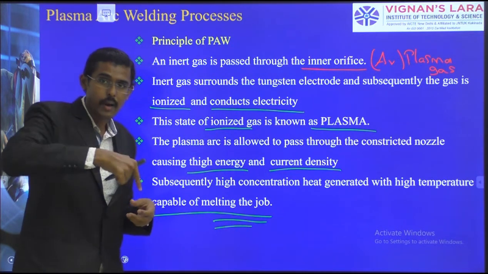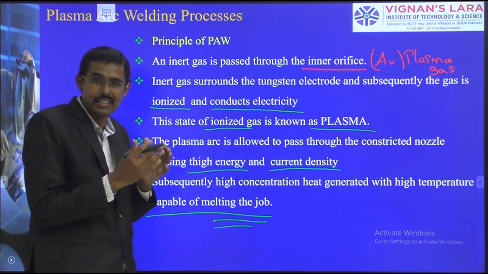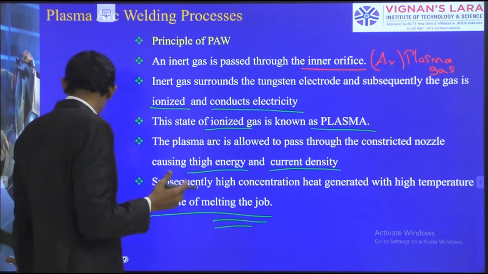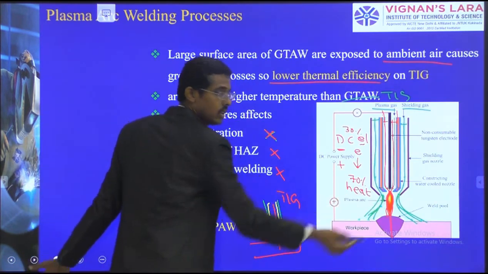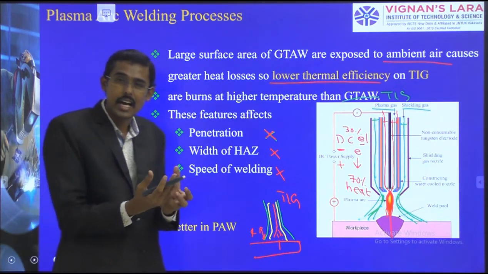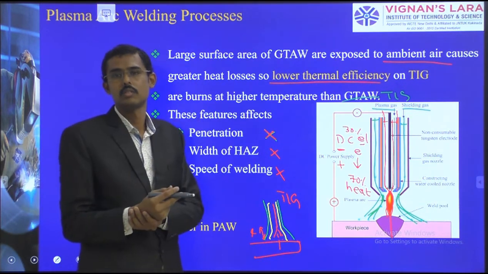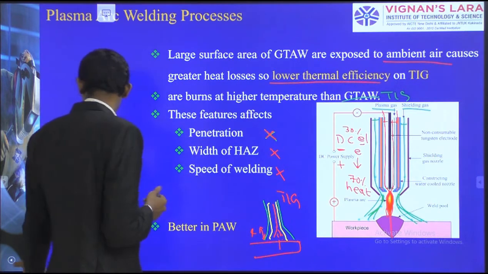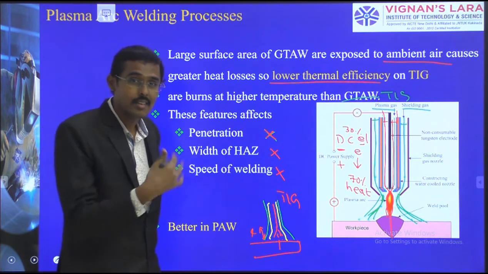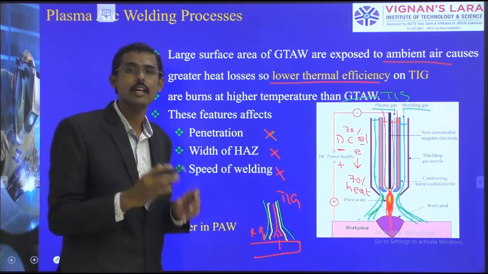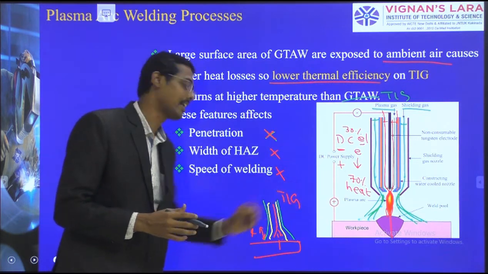So this center part, which is the constricted arc of plasma gas, I am talking about this center one. It has the capability to melt the workpiece. That we can do as long as it is not disturbed by air contamination. For that only we are giving the protection of the second layer.